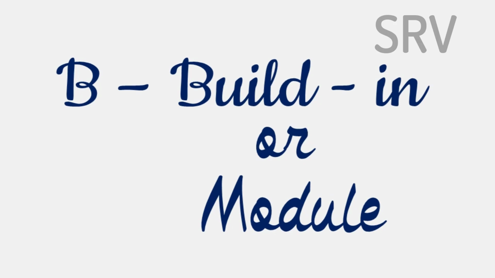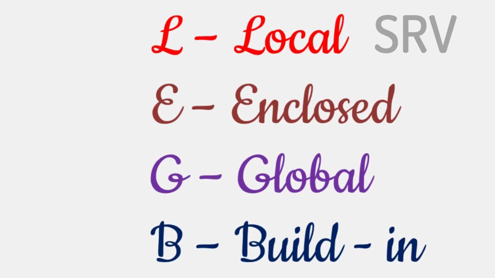Next is B. B is built-in. Built-in is also called modules. Built-in means already defined, that is reserved words. All the reserved words are defined and explained inside built-in, or it is also called a module. So when built-in scope comes in, we are using the library functions here, and we have to include the header files or whatever is needed for the reserved words to be executed. So that's why it is called a module. So this is what LEGB is.